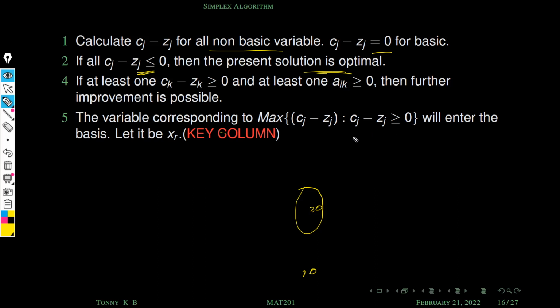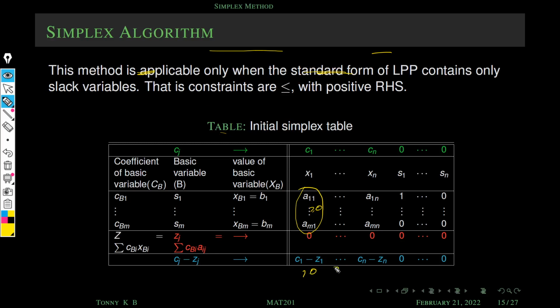Okay, so that variable will enter the basis. That will be XR, and that is called a key column. For example, suppose these two are positive, and suppose this is 1 and this is some 5. Then among these two, this is the maximum. So we have to choose this, the column corresponding to x2. The column corresponding to x2 will enter the basis, or x2 will enter the basis.